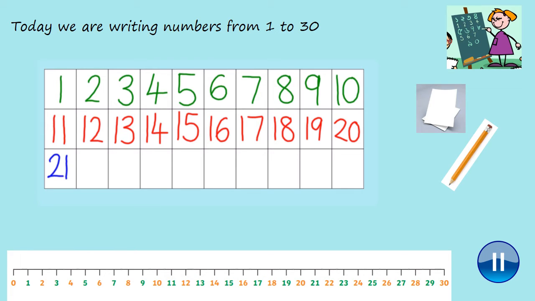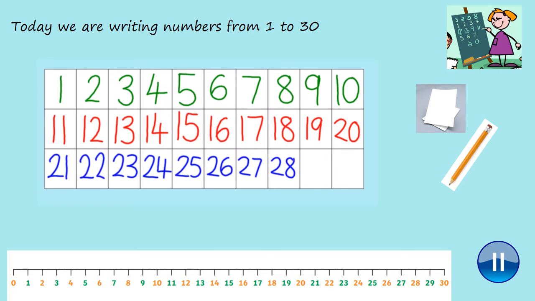21, 22, 23, 24, 25, 26, 27, 28, 29, 30. Now you're going to need to pause the video while you get your pencil and paper from your home learning pack, and I'd like you to copy the numbers from 1 to 30, trying really carefully to keep the numbers facing the right direction. Off you go.